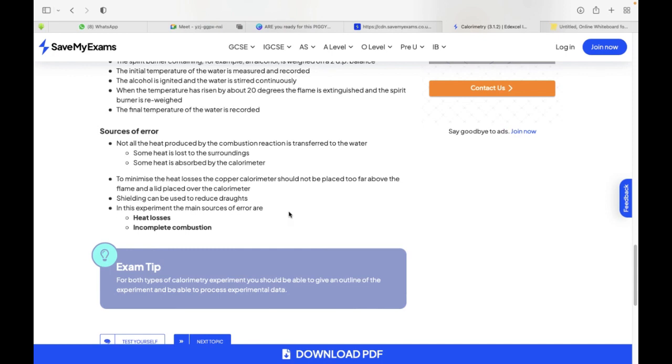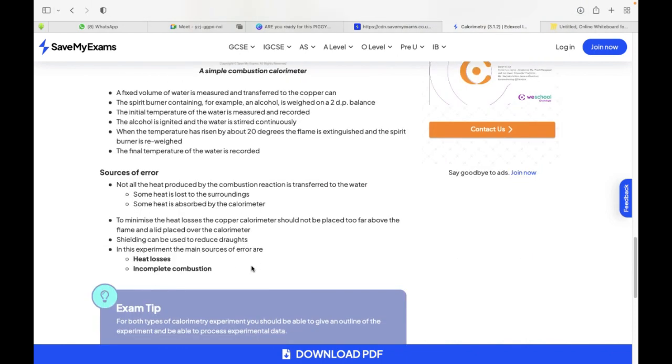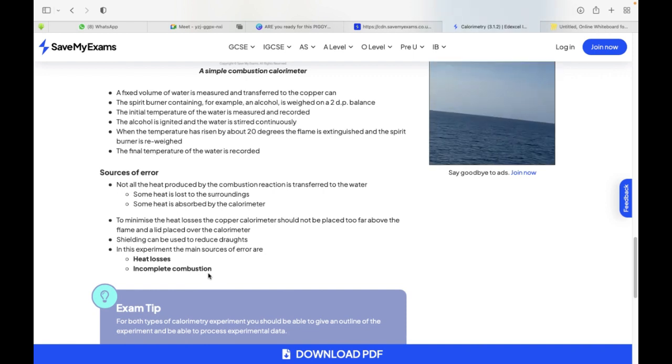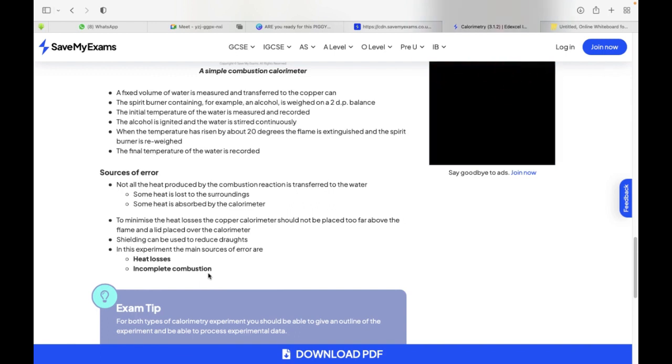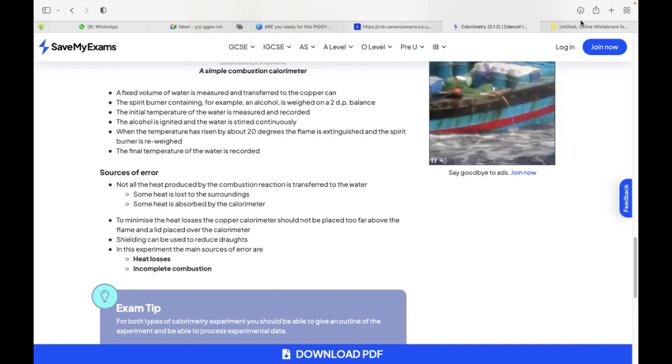Okay. So another thing is that in this experiment, the main source of error is heat loss. We already itemized that. Heat losses are one of the biggest sources of error. The heat could be lost from this bottom part to the surrounding. Then incomplete combustion, meaning not enough oxygen for a complete combustion of the fuel. Whenever the oxygen is not in excess supply, there will be an incomplete combustion.